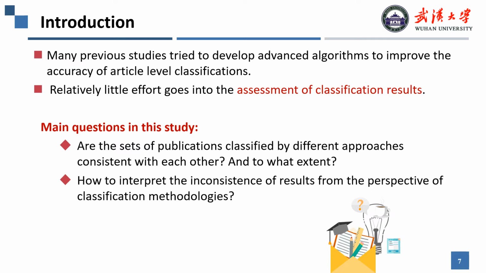In previous studies, most researchers focused on the algorithm improvements of article-level classifications. Relatively little effort goes into the assessment of results. So, in this study, we try to investigate the following research questions. Firstly, are the sets of publications classified by different approaches consistent with each other, and to what extent? Secondly, how to interpret the inconsistency of results from the perspective of classification methodologies?